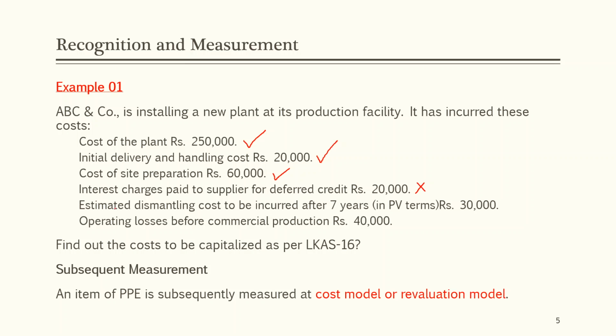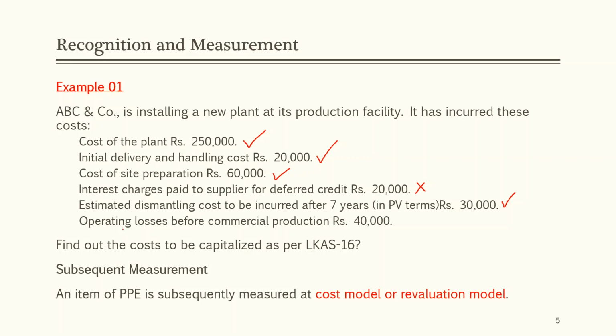Then estimated dismantling cost to be incurred after 7 years. In present value terms we are given 30,000. Yes, of course this is cost of dismantling. The present value is given, so we do not need to discount further. It is 30,000.